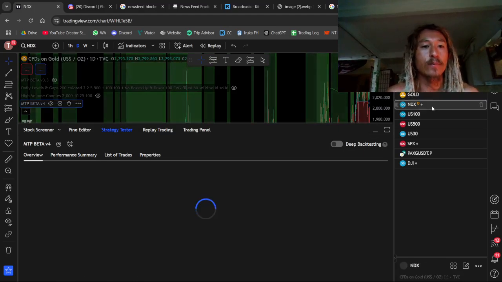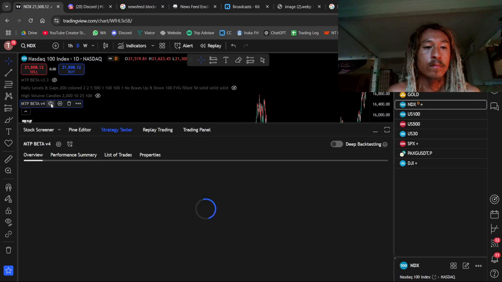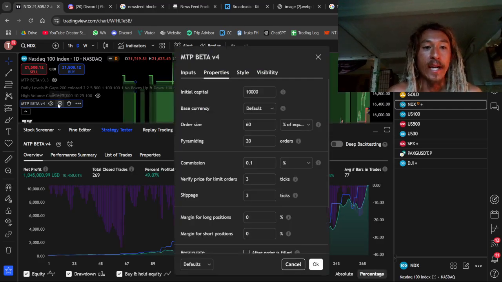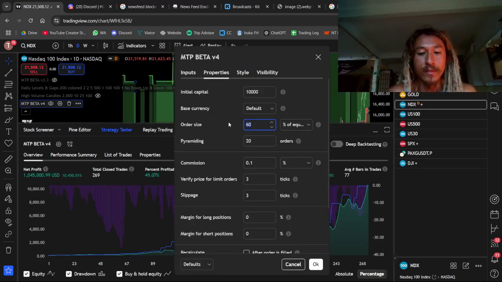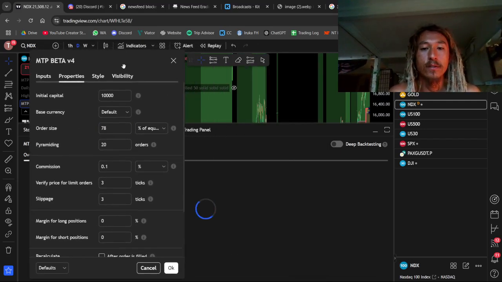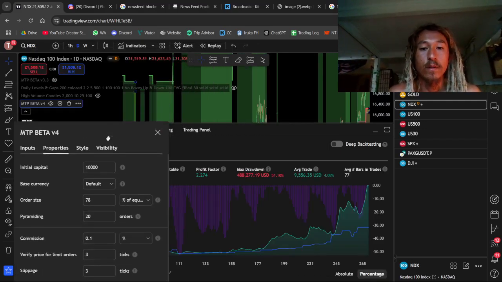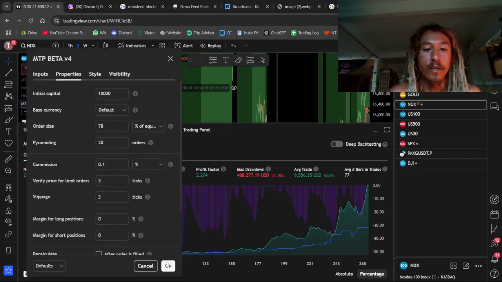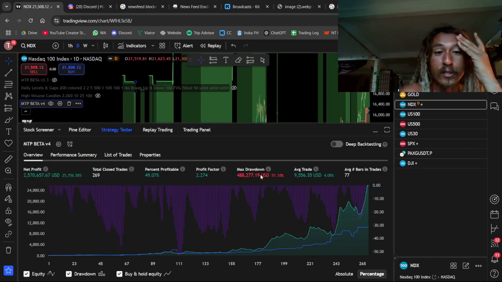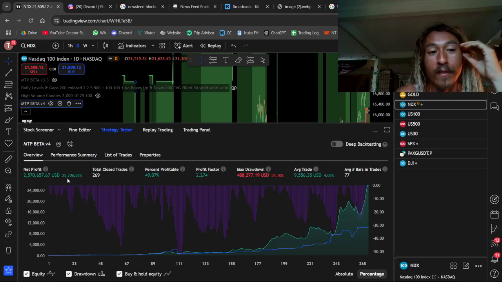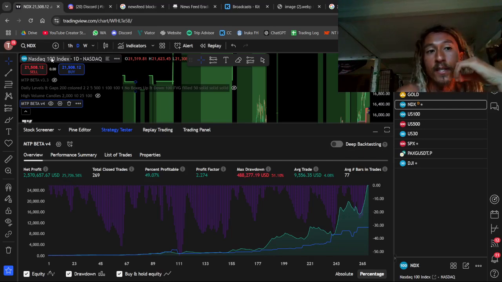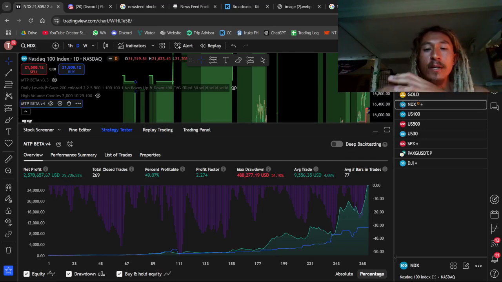Okay, now the last one is Nasdaq. Not changing anything but the position size. Let's go do it. Sure, 51% drawdown, close enough. So for a 50% drawdown, it needs to return more than 25,700%. Those are the Nasdaq and then gold and Bitcoin.